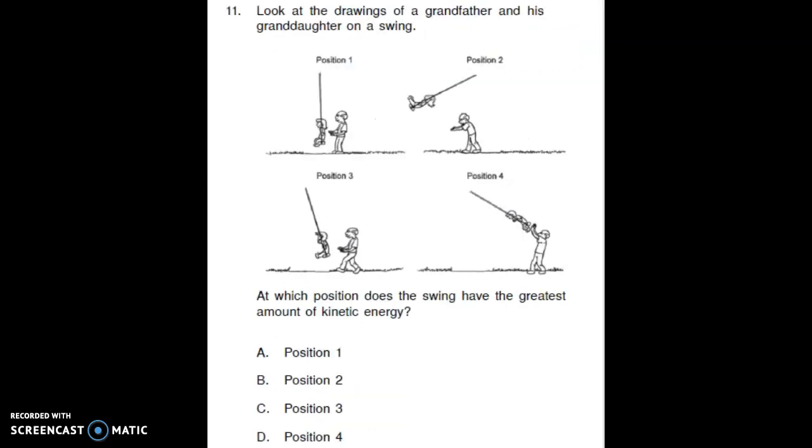Question 11. Look at the drawings of a grandfather and his granddaughter on a swing. At which position does the swing have the greatest amount of kinetic energy? A. Position 1, B. Position 2, C. Position 3, or D. Position 4.